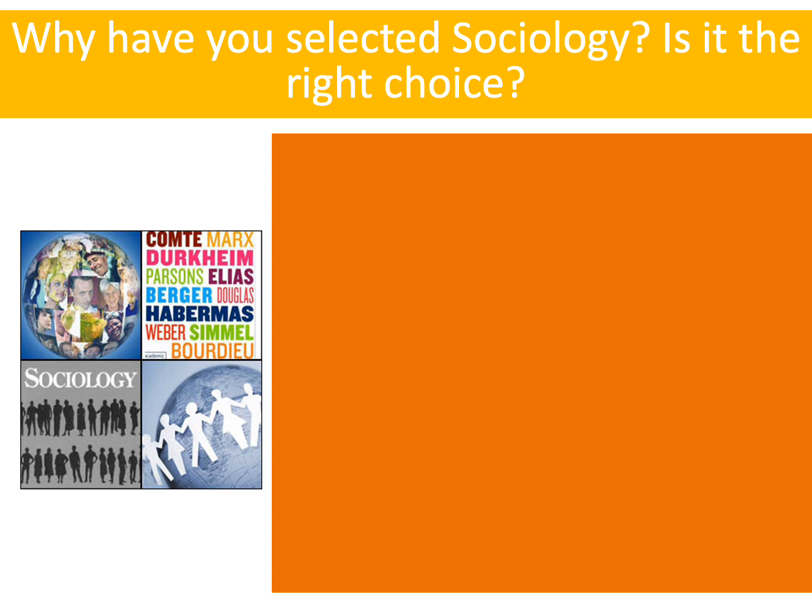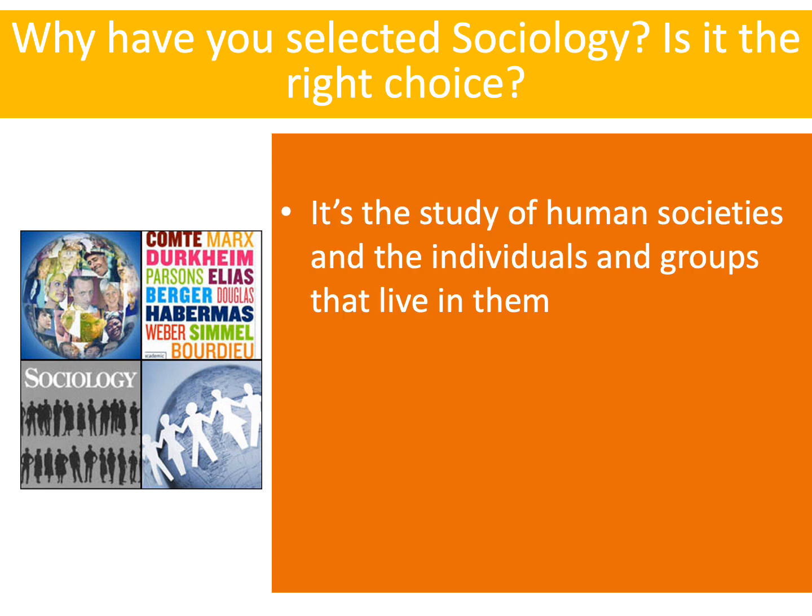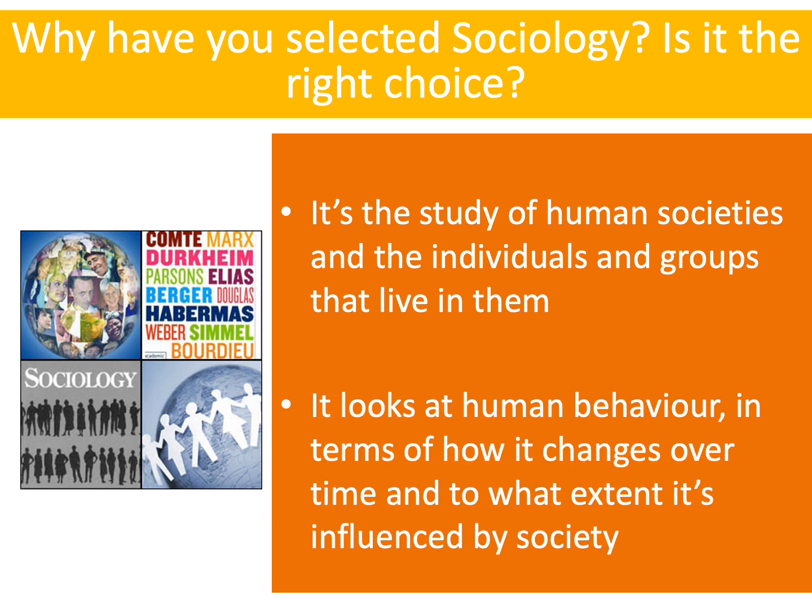So why have you selected sociology? Is it the right choice for you? Well, it's the study of human societies and the individuals and groups that live within them. And it looks at human behaviour in terms of how it changes over time, how it might be different in different parts of the world, and also to what extent human behaviour is influenced by society. There's a great debate: one half argues that society is influenced by individuals, and so individuals shape society, and the other argument is that actually society shapes us, almost like we're puppets, and we do what society tells us to do.